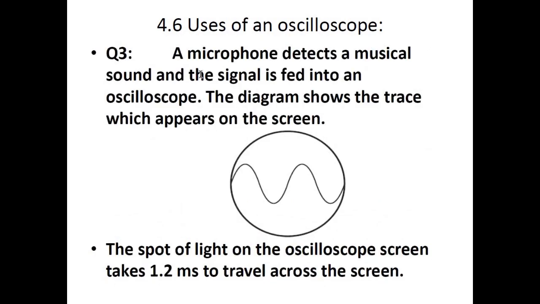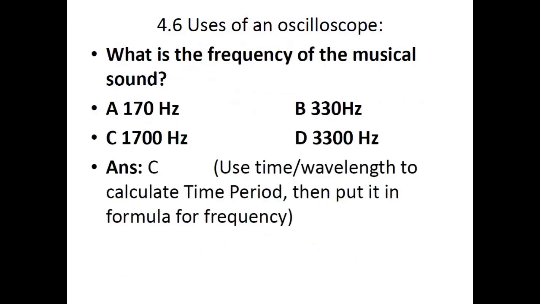A microphone detects a musical sound and the signal is fed to an oscilloscope. The diagram shows the trace, this one. The spot of light takes 1.5 milliseconds to travel across the screen. So in 1.2 milliseconds we have two complete waves. If it is producing two complete waves, that means the time taken for one complete wave would be 0.6 milliseconds. What is the frequency of the musical sound?